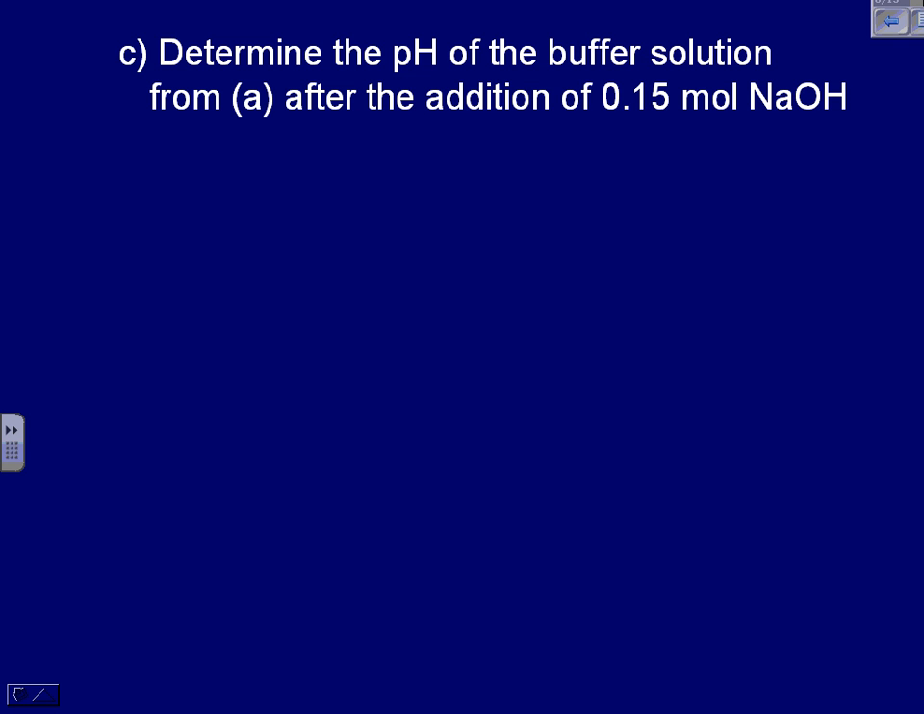I'm hoping you've already started the process of writing the question. Again, this is an HF, H3O plus, F minus buffer. It's an acid conjugate base buffer. I started with 0.20 molar, 0.20 molar. This time I'm adding 0.15 moles of base.